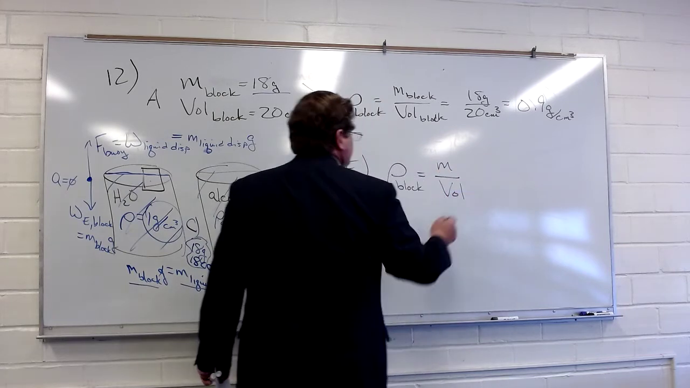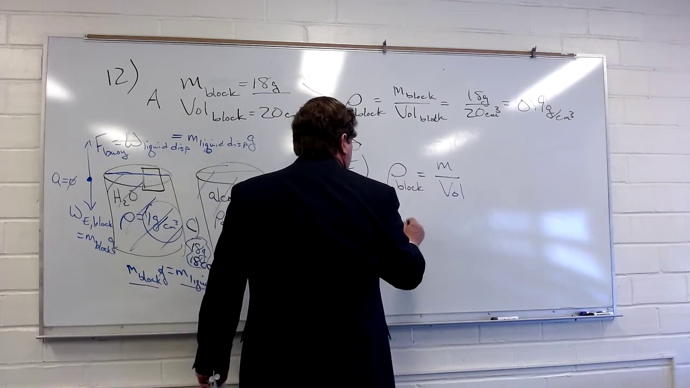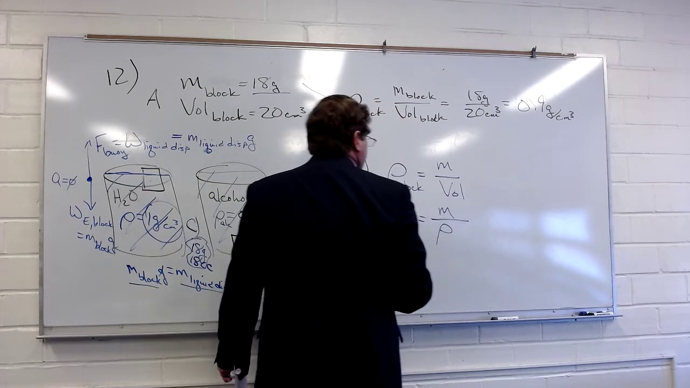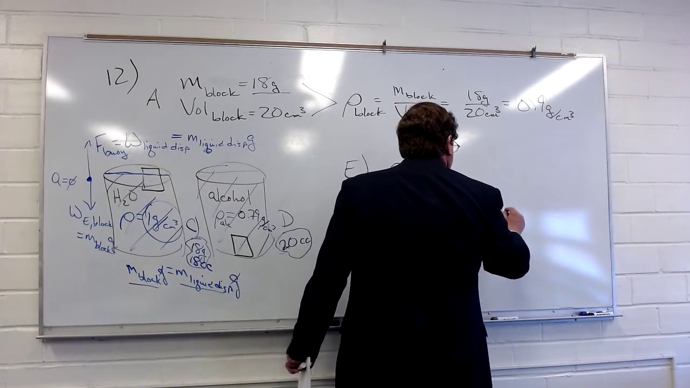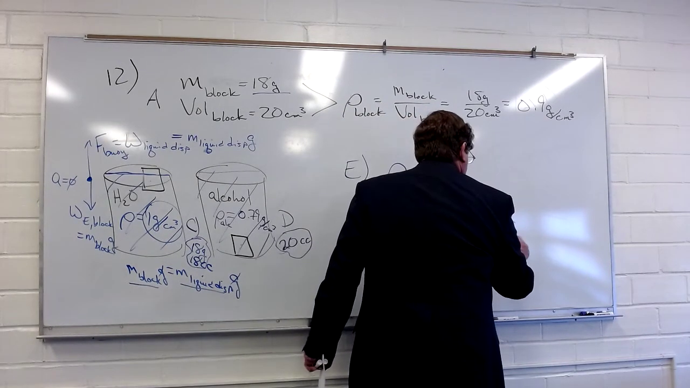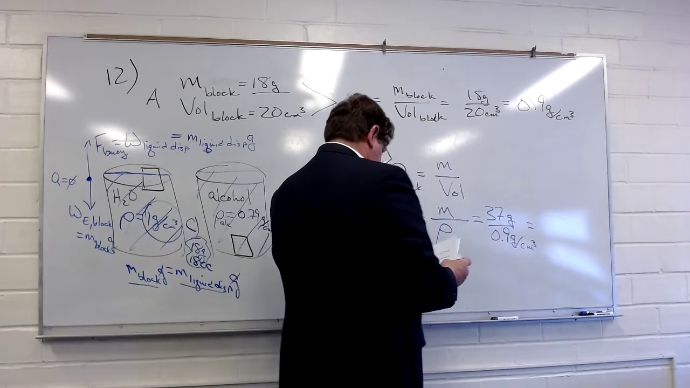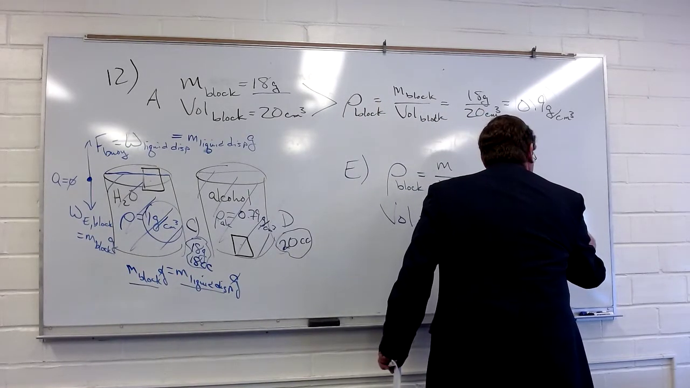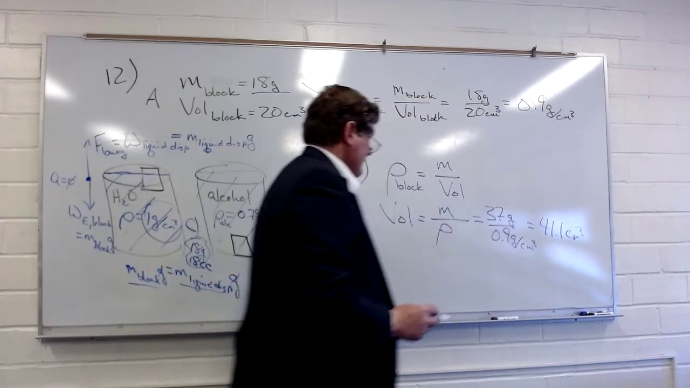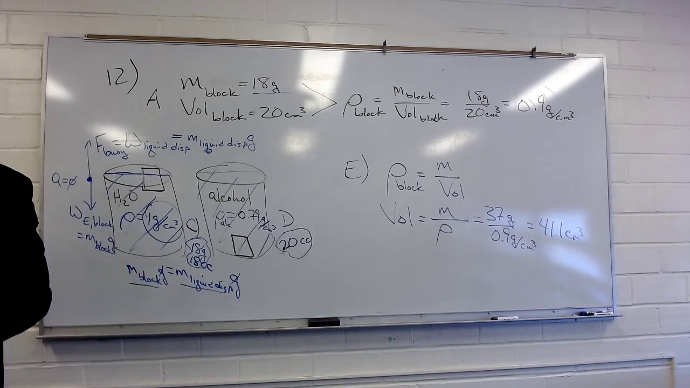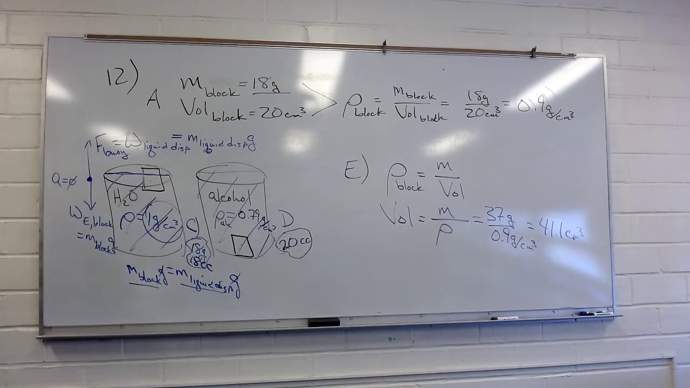Okay, and I'm just going to cross multiply here and say that the volume is going to equal the mass divided by the density. So here we're told that we have a 37-gram piece, and this has a density of 0.9 grams per centimeter cubed, and that's going to give me 41.1 centimeters cubed. Okay. Let's go on to the last problem.